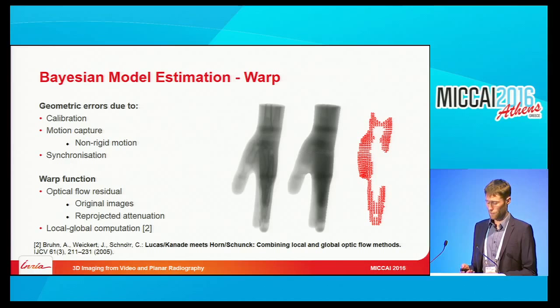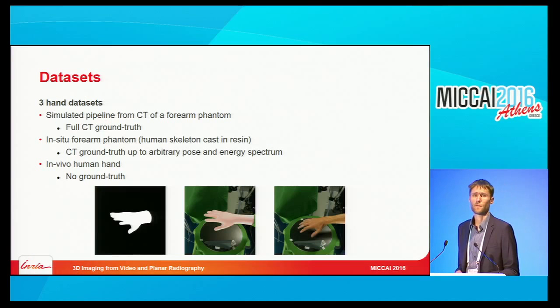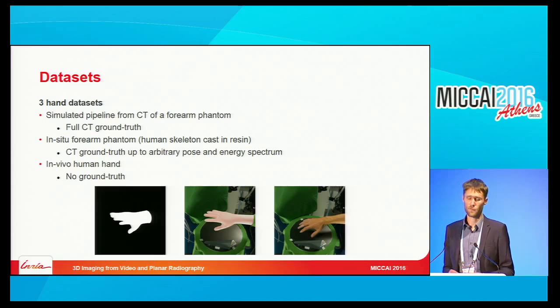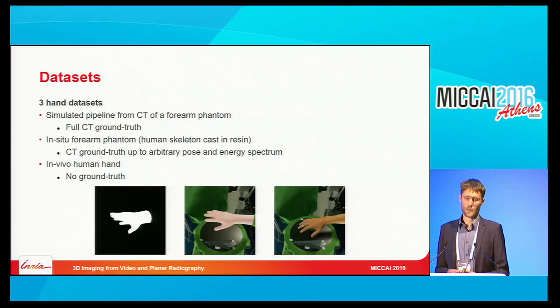I'm now going to go through a few experiments and results. We have three data sets that are hand-centric. First, a fully simulated pipeline from CT images. Secondly, an actual forearm phantom that we put in our platform, and third, a real hand in the platform.